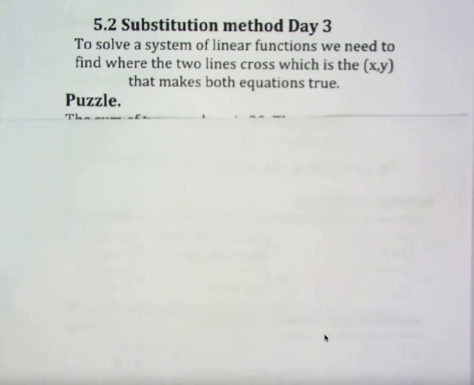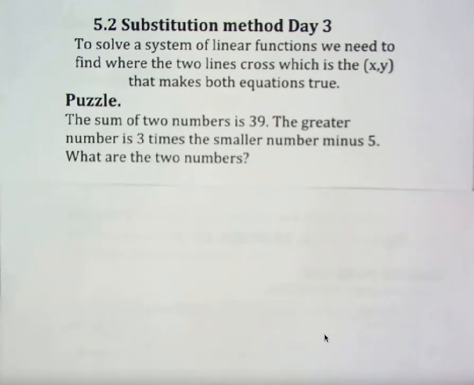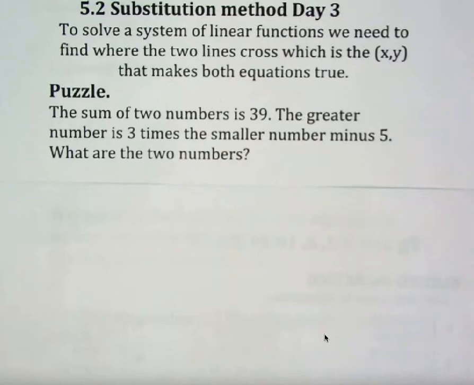All right, so I have a little puzzle here. It's a classic math puzzle. It says the sum of two numbers is 39. The greater number is 3 times the smaller number minus 5. What are the two numbers?